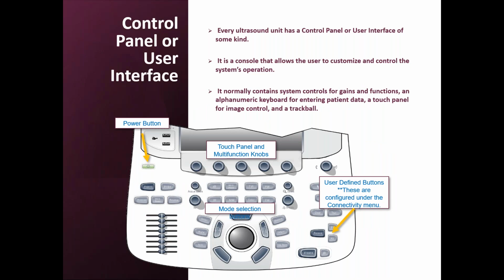Every ultrasound system has a control panel or a user interface of some kind. It's a console that allows the user to customize and control the system's operation. It normally contains system controls for gain and functions, an alphanumeric keyboard for entering patient data, touch panel for image control, and a trackball.